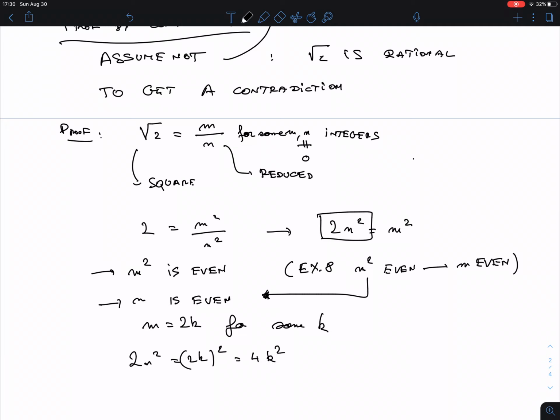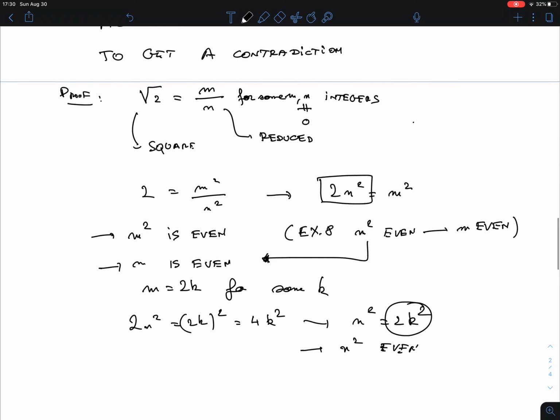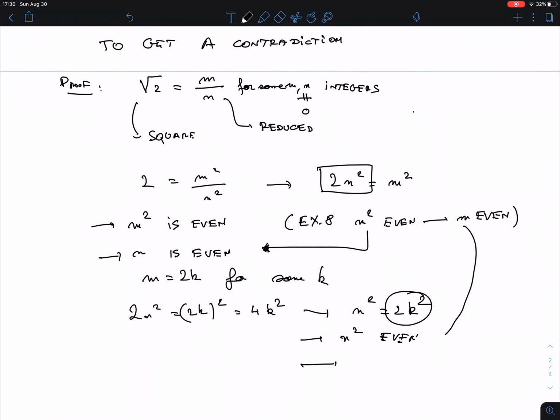Oh, I can reduce this a little bit. From this I see that n squared is 2k squared, right? I just divided both sides by 2. Oh, wait, but this says that n squared is even, because it's a multiple of 2. Right? This 2 here shows me that n squared is even. And from this theorem that somebody has proven for me, I know now that n is even.